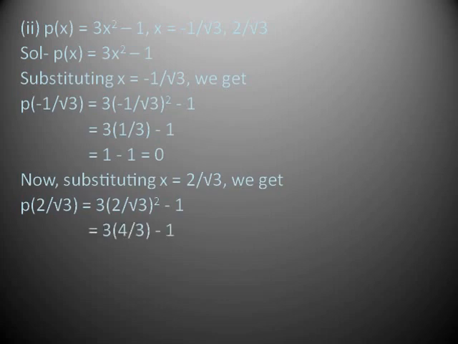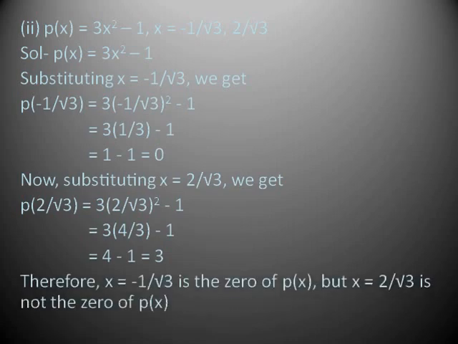So here one value is 0 and the other one is 3. Therefore x equals minus 1 by root 3 gives p(x) as 0. So x equals minus 1 by root 3 is a zero of p(x), but x equals 2 by root 3, substituting this we didn't get 0. Therefore x equals 2 by root 3 is not a zero of p(x).